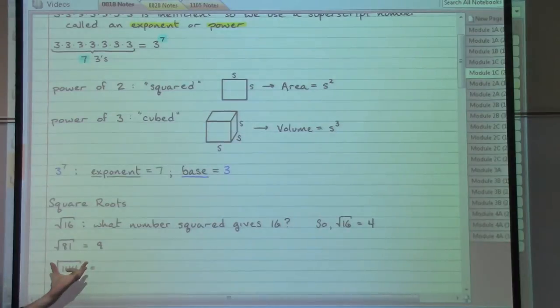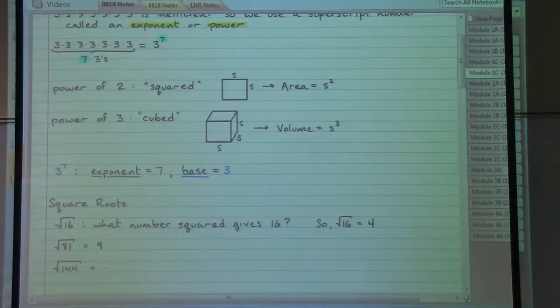And then finally, square root of 144. What number raised to the power of 2 would give us 144? Remembering our times table, the answer to that is 12.